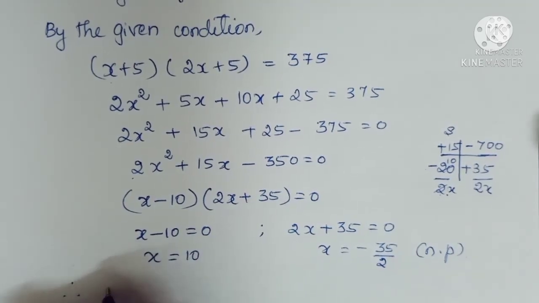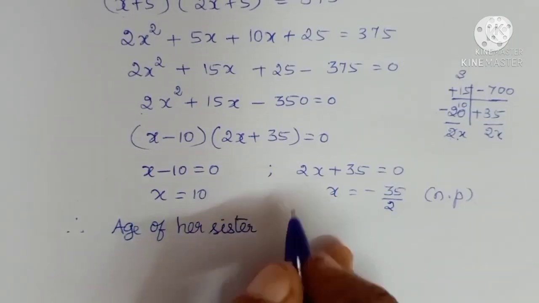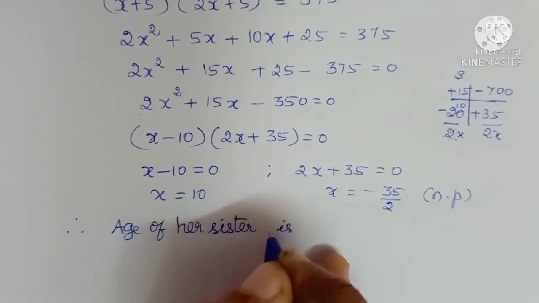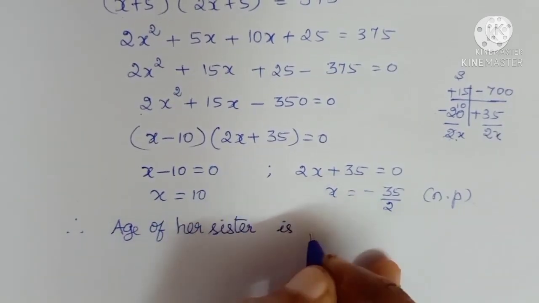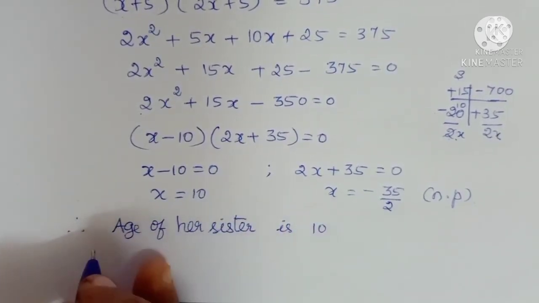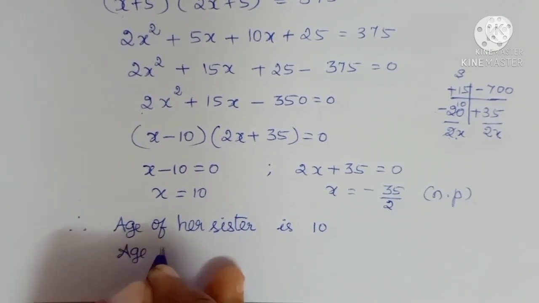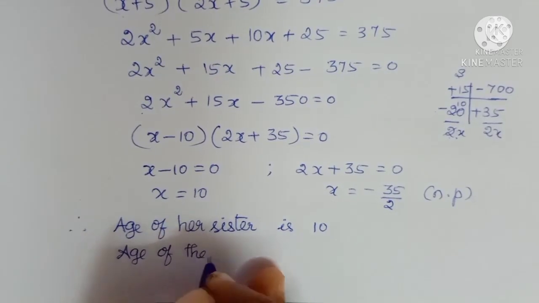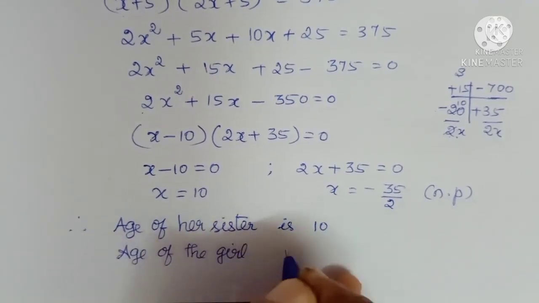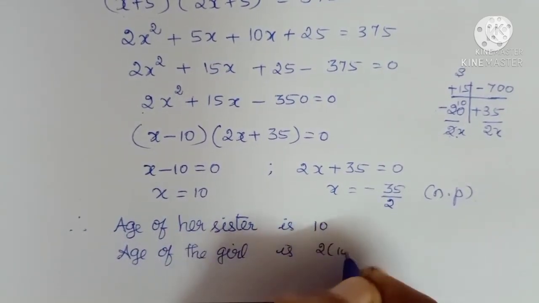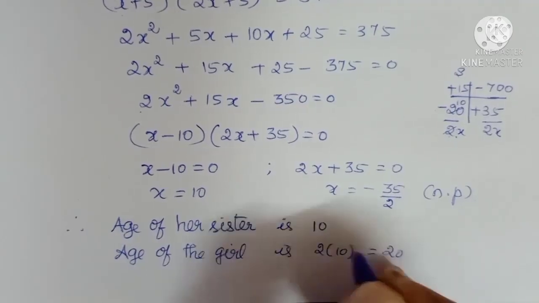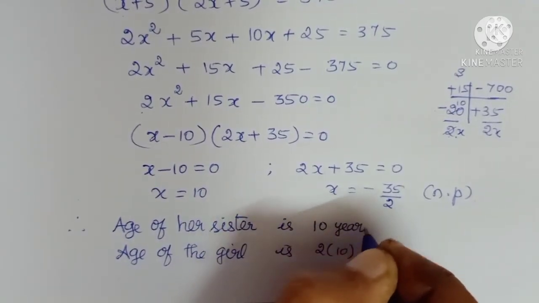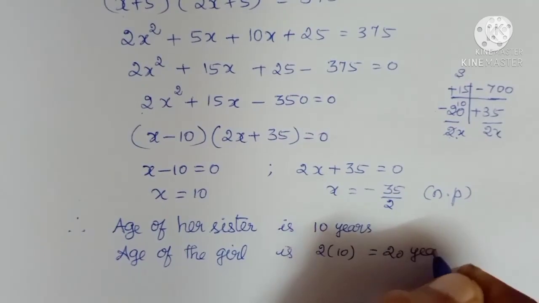Therefore we can write the conclusion. Therefore, age of her sister, we took x only, so we can write 10. And similarly we can write the age of the girl. That is 2x only, that is 2 into 10, that is equal to 20. So we can write the age with unit as 10 years and 20 years.